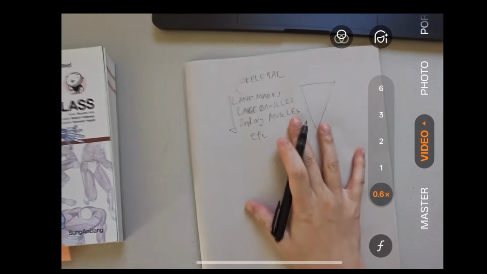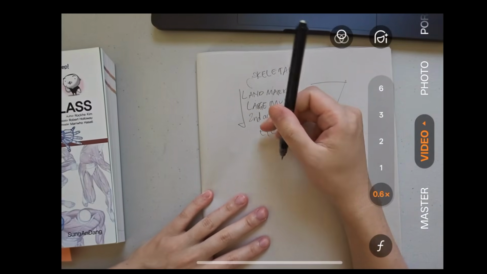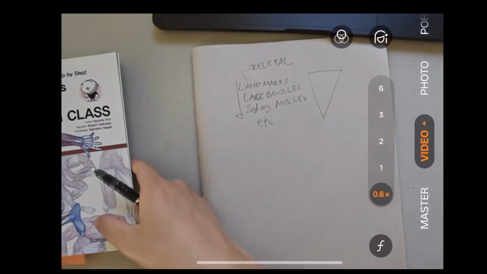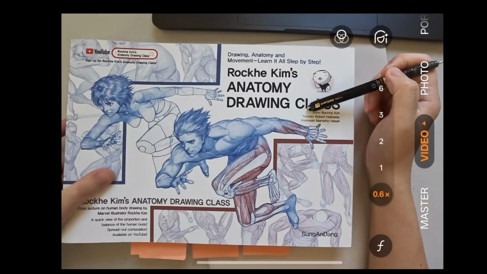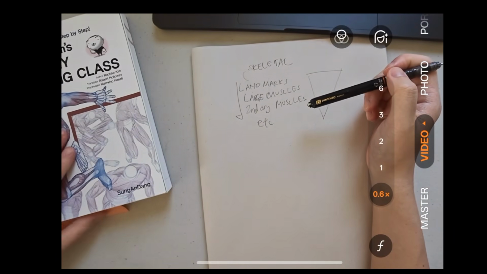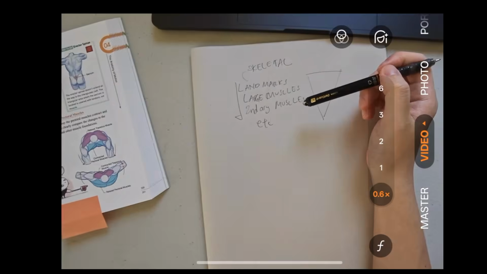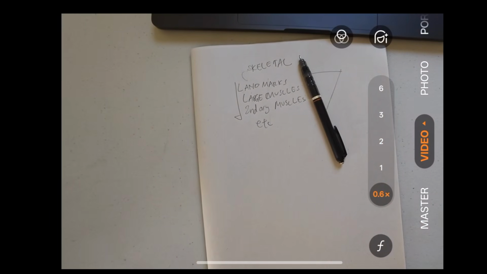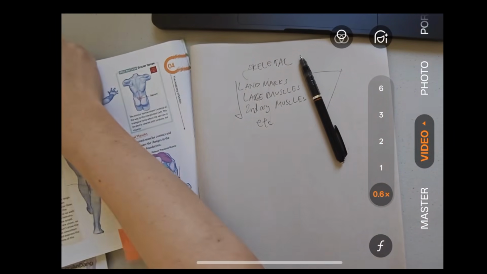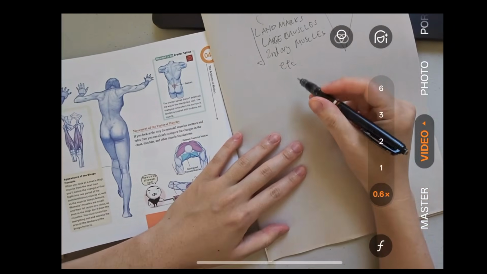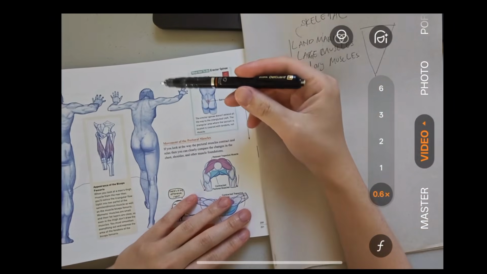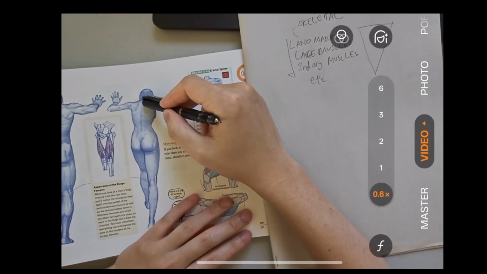and smaller and smaller. We're going to be talking about backs, the human back, and I'm going to have Rocky Kim's drawing class anatomy book to help me out through this. Bony landmarks. We're going to start with the highest priority of bony landmarks. So when we look at a picture of the back, we have a few things that we're looking at. The first bony landmark we have is the spine.